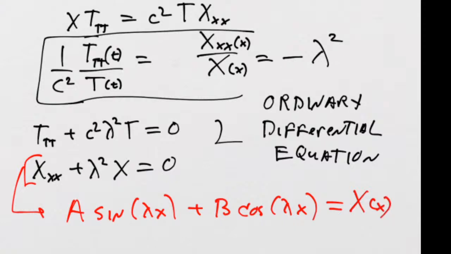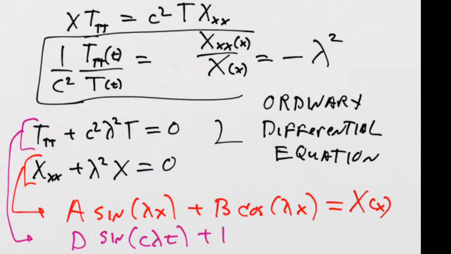Now for t, it's basically the same thing. We've got two constants already, a and b, so I'll go with d actually. c can be annoying because it looks like a parenthesis. So d times the sine of c times lambda times time plus e times the cosine of c times lambda times time. And that equals T of time.